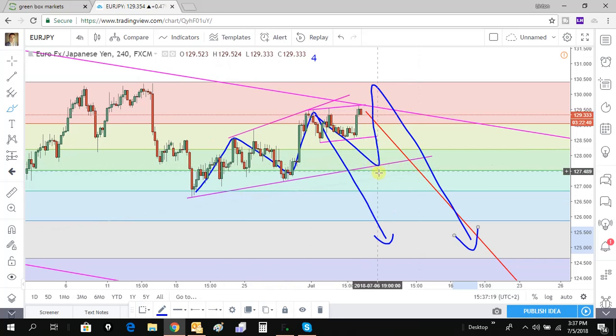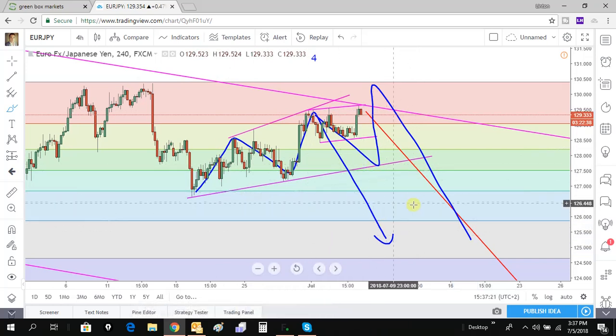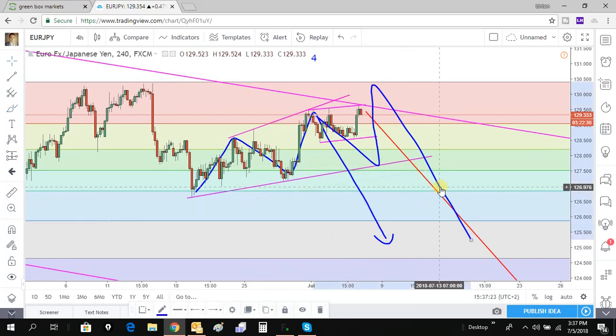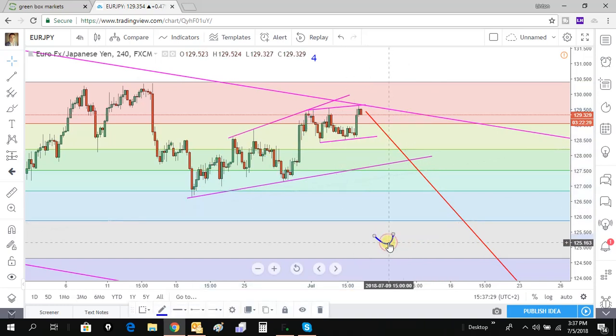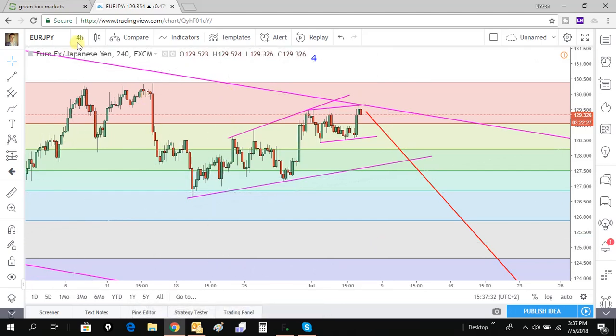The other thing that I'm looking at as well, sorry, let me just remove these two quickly just to make it more clear for you, is that there is a smaller flag formation as well within this flag formation. So I'm going to pop down to the 1 hour quickly just so that we can have a look at that.